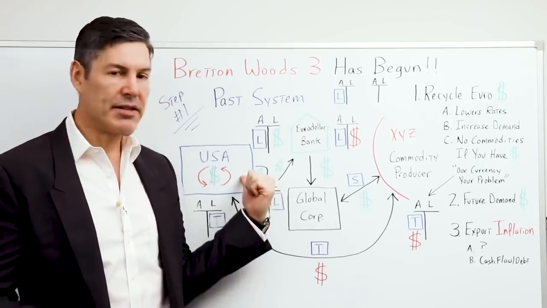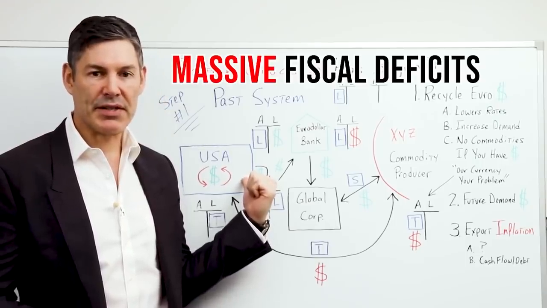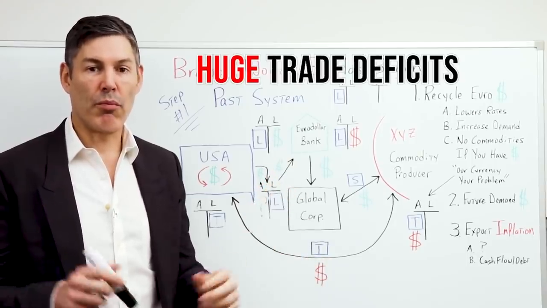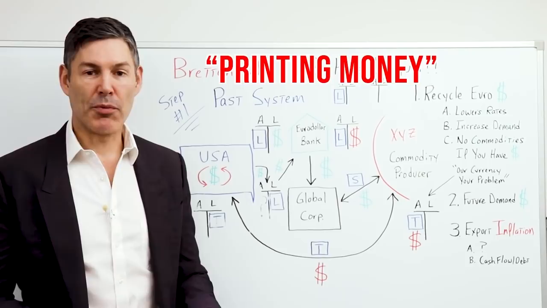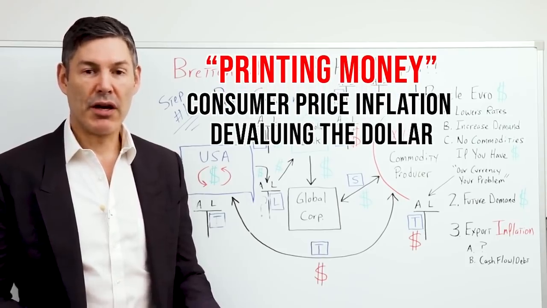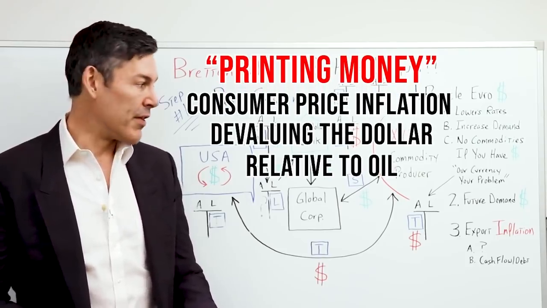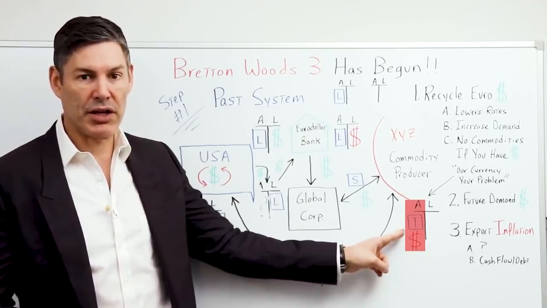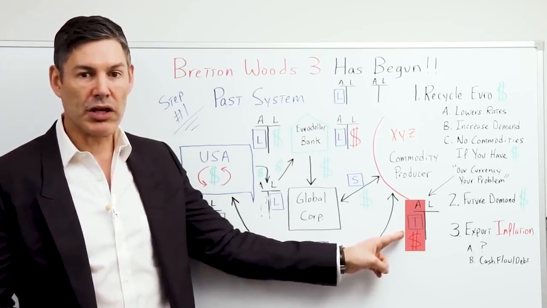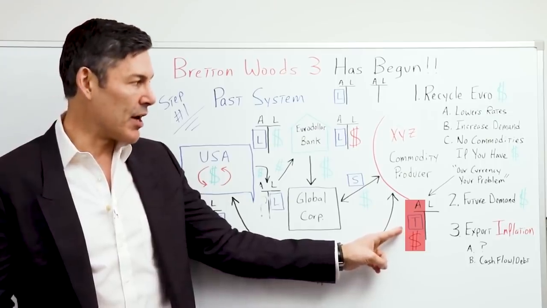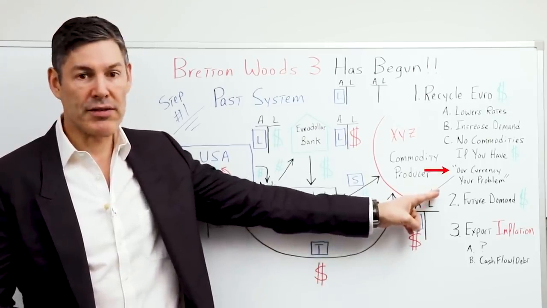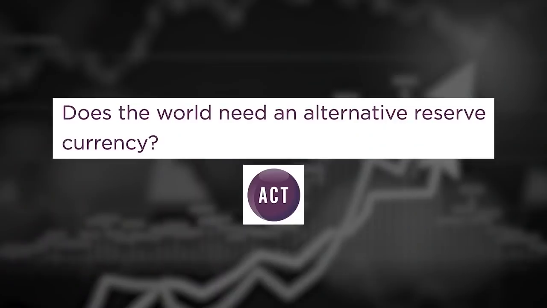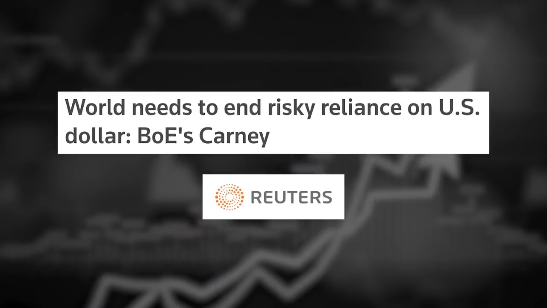Because if the United States is running massive fiscal deficits and huge trade deficits and, let's just say, quote unquote, printing money and creating consumer price inflation or devaluing the dollar relative to oil, then all of those commodity producing countries that are holding dollars on their balance sheet as a reserve asset, they're all losing purchasing power. So again, another example of our currency, but your problem. And this is something the entire globe now understands and is moving away from.